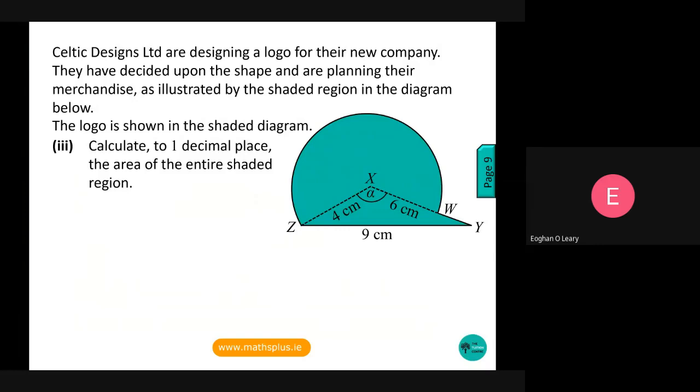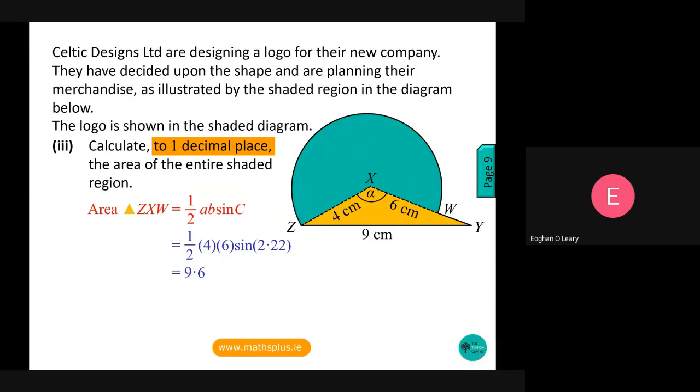Okay, so here we are now. The logo is shown in the shaded region. Calculate to 1 decimal place the area of the entire shaded region. So we know the area of the sector. Now to get the rest of it, we just need to get the area of the triangle. The area of the triangle is actually not that bad. We're familiar with this. It's a half one side times another side times the sine of the included angle, a half AB sine C, a half 4 times 6 times the sine of 2.22. That's our angle in radians, alpha. It's 9.558. I'm just looking to 1 decimal place, so I don't need to go that far. 9.6 plus my 32.5, which I've already found, when I add them together, I get 42.1 centimeters squared.